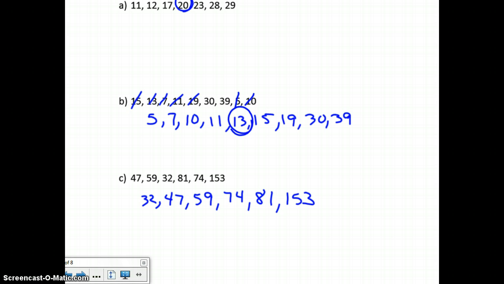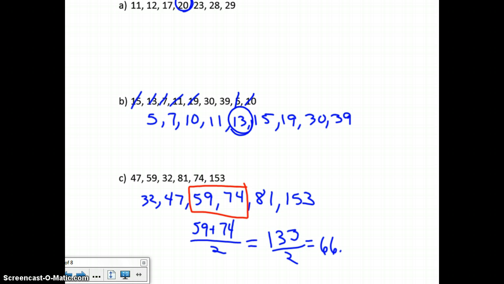but we do have two values in the middle. That doesn't mean we have two medians, we have to take the average of the two. So 59 plus 74 divided by 2 is 133 divided by 2, which is 166.5. Or, I'm sorry, 66.5.